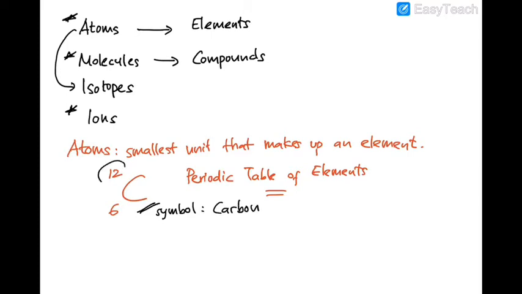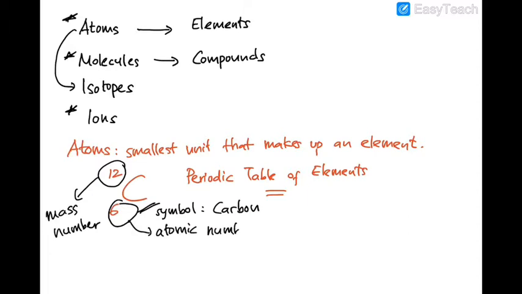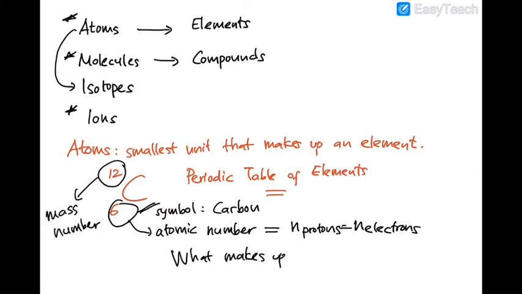This is the mass number, and this is the atomic number, which is equal to, in this case, the number of protons and the number of electrons. Now, to understand this, we first have to understand what makes up an atom.